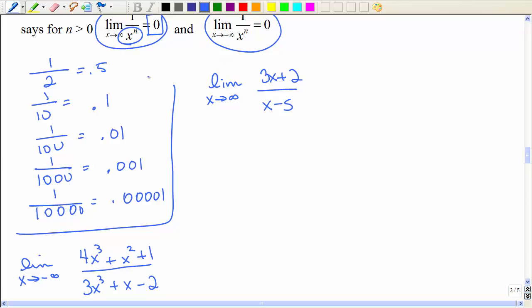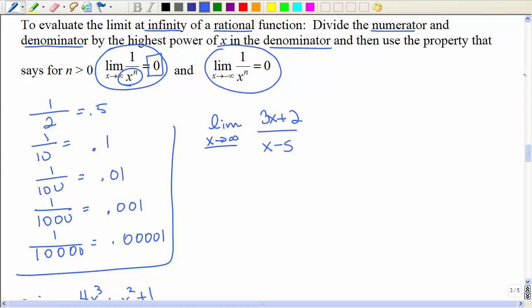Okay, so let's look at this problem. The limit as x approaches infinity of 3x plus 2 over x minus 5. So we have a limit of infinity, we have a rational function. You can't just plug in infinity. So what we're going to do is divide the numerator and the denominator by the highest power of x in the denominator. So the highest power is just x. So let's see.